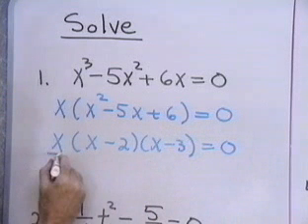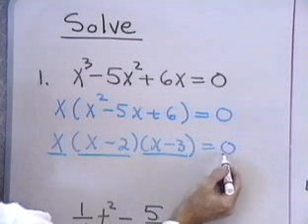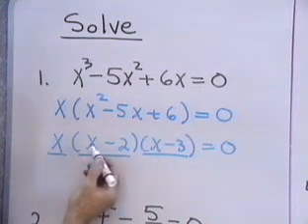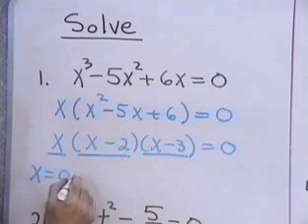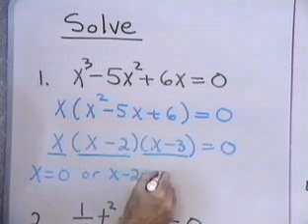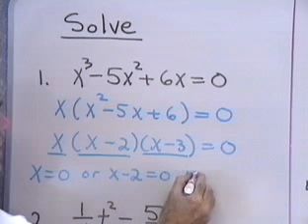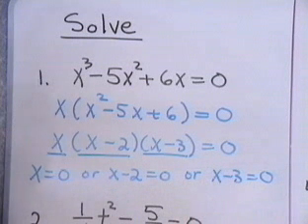Now I have the product of this, this, and this equal to 0. That will be a true statement if this is 0, or this is 0, or this is 0. So x equals 0 gives me one solution, or x minus 2 equals 0 gives me another solution, or x minus 3 equals 0 gives me another solution.